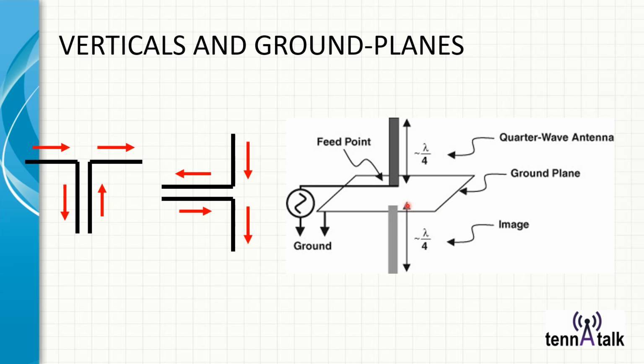What you're doing with a vertical is you're trying to create an ideal dipole, but with only half the height of a half the dipole as your vertical radiator. So that's how verticals work.